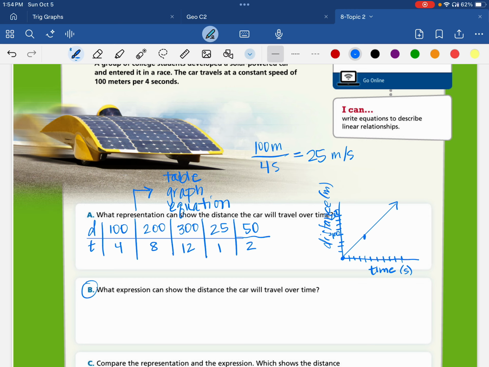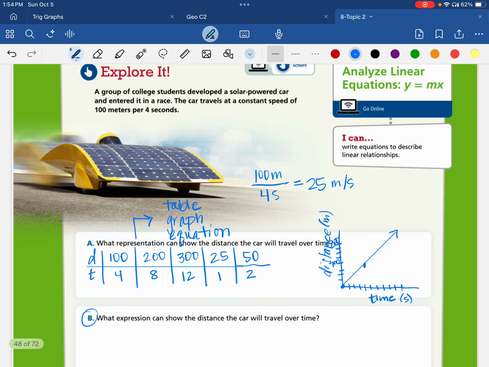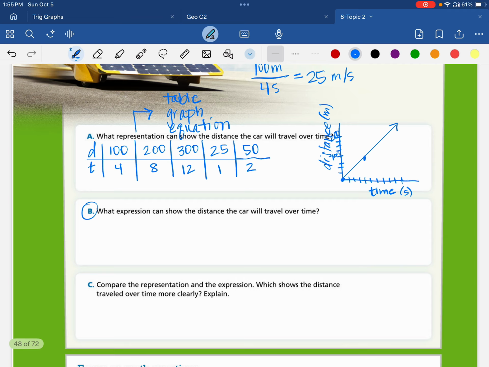The expression that's going to show the distance the car will travel over time is going to be in the form y equals mx, which is why that is part of the title. Previously, we talked about the equation for proportional relationships, and that was y equals kx. Now we're talking about y equals mx. These are the same exact equation. Your constant of proportionality, which is k, is the same exact thing in these scenarios as the slope, which is m. So k equals m, same exact thing.